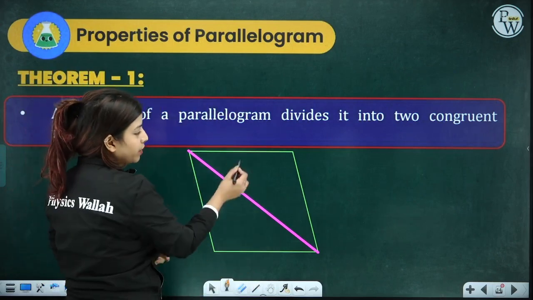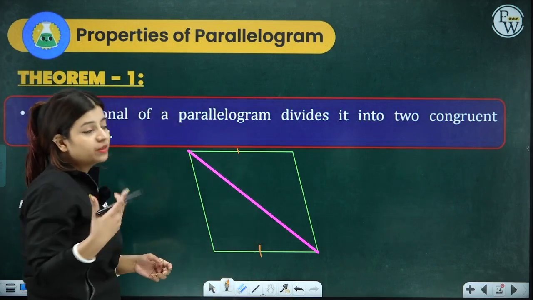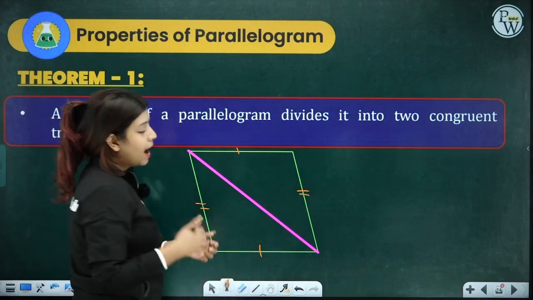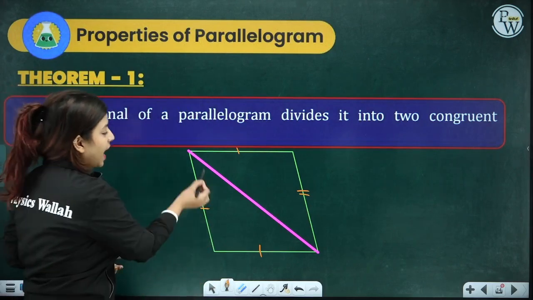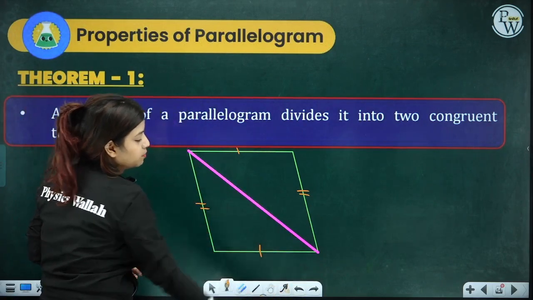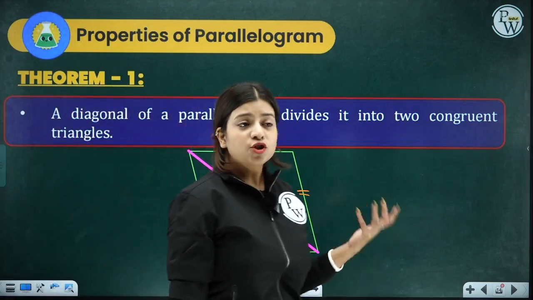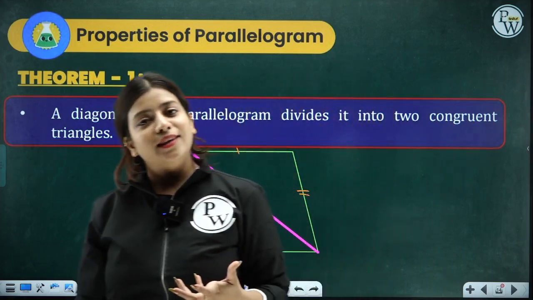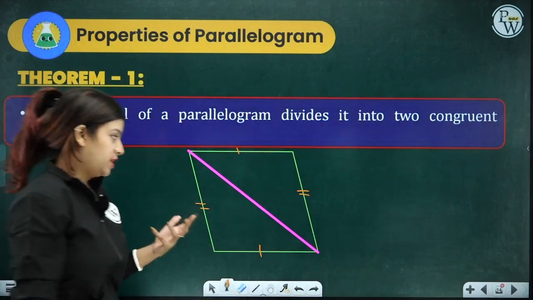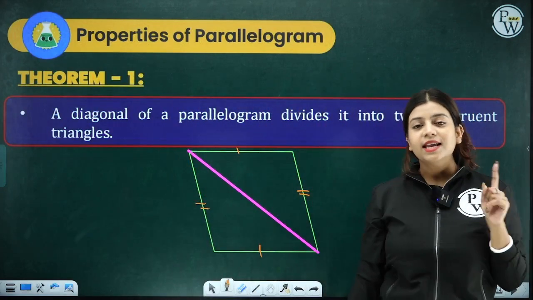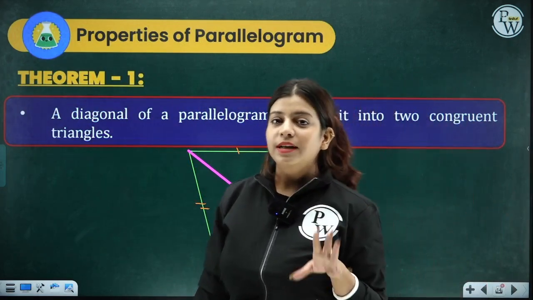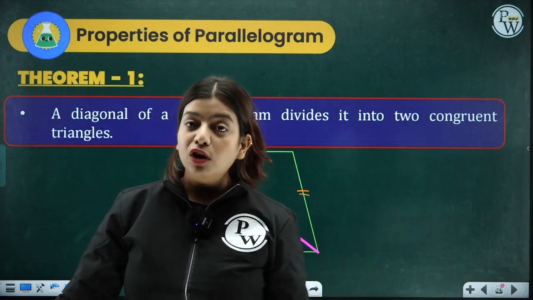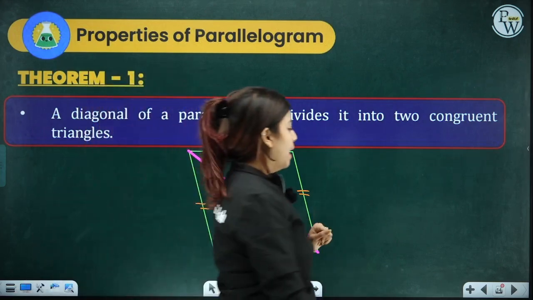How can we prove it? First of all, this side will be equal to this side, as opposite sides of the parallelogram are equal. This side will be equal to this side, again opposite sides of the parallelogram are equal, and this particular diagonal is common in both the triangles. So by the SSS congruency criteria, we can say that these two triangles are congruent to each other. So this theorem says that when one diagonal is drawn in a parallelogram, the two triangles formed will always be congruent, given that the figure is a parallelogram.